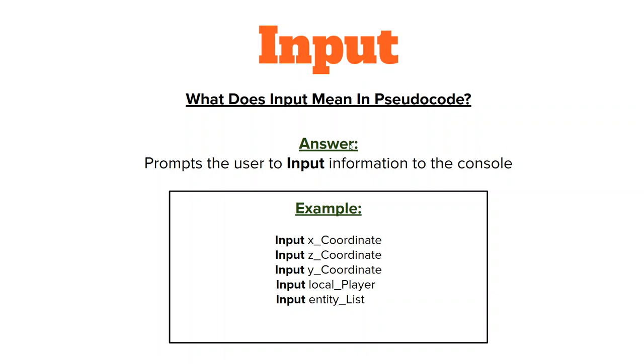Input. Input in pseudocode prompts you to enter something into the console. Written in pseudocode, it would look something like this: input x coord, y, and z, local player, entity list. Now, this is not what you will see. This will not be displayed on your screen. This is what triggers you to input something, like the trigger mechanism.